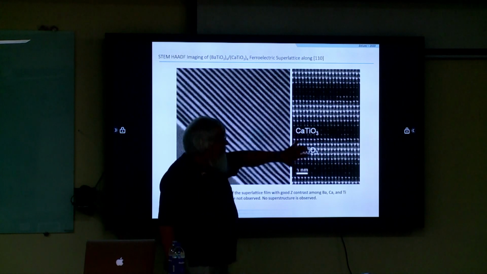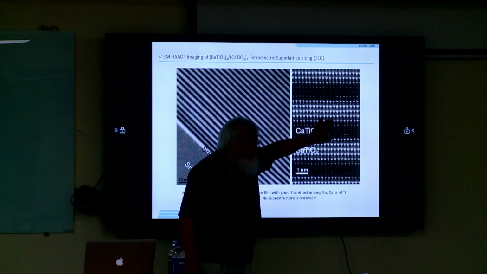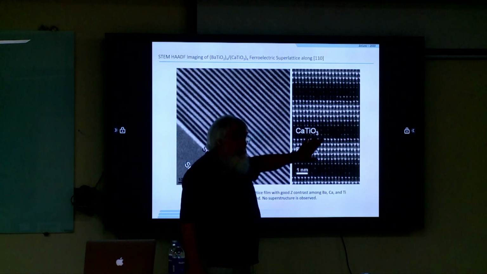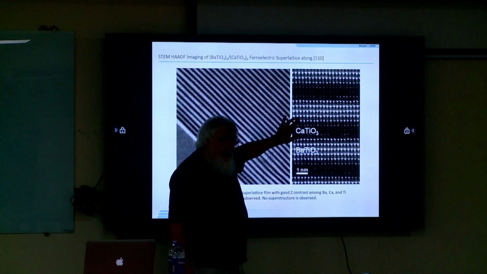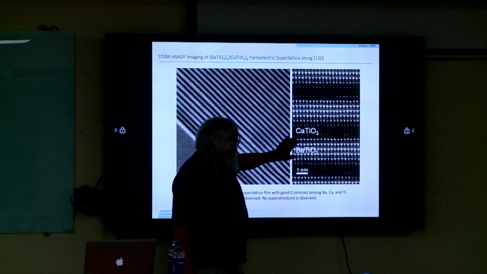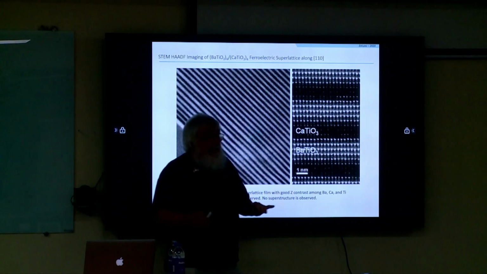We'll blow them up. Here's an area of calcium titanate. Here's an area of barium titanate. Calcium has a lower atomic number than barium. Barium is brighter, calcium is lower. They both have titanium, so we get the same signal from all of them.